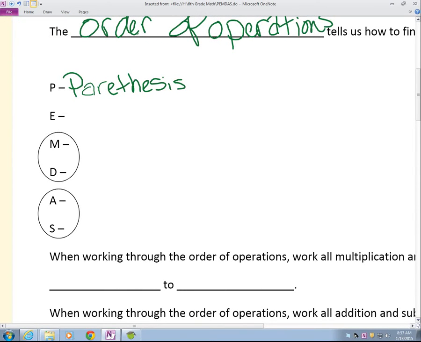Parentheses. For example, like 3 plus 2. The parentheses.